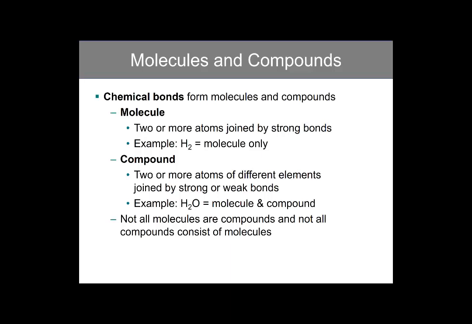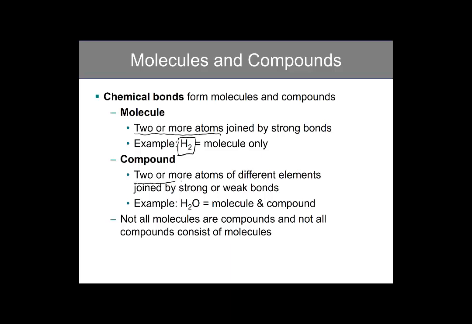Chemical bonds form molecules and compounds. Molecules occur when 2 or more atoms join by strong bonds. An example of a molecule would be hydrogen: 2 hydrogen atoms bonded together to form a molecule.